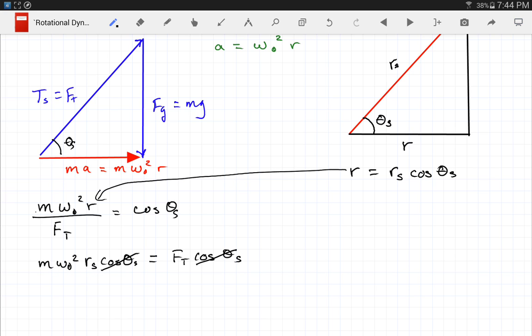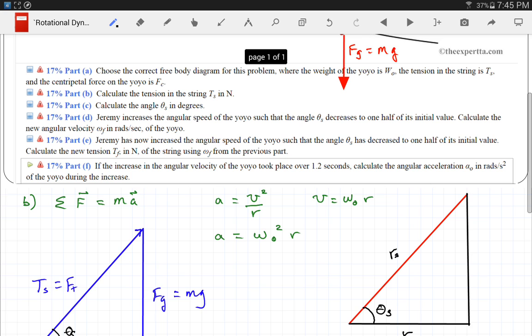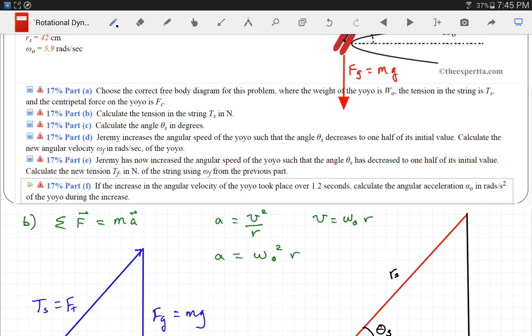Now we were given all of those numbers, so just putting these in, my mass was 0.034 kilograms, and my omega naught was 5.9 radians per second. I have to square that. And the radius of the string was 0.42 meters. And so that gives me the force of tension, or tension in the string as the textbook is calling it, is equal to 0.4971 newtons. Now how many significant figures do I have? 2. So the correct answer would actually be 0.50 newtons as far as significant digits go. So there is my solution for part B. I calculate the tension, I have a number.